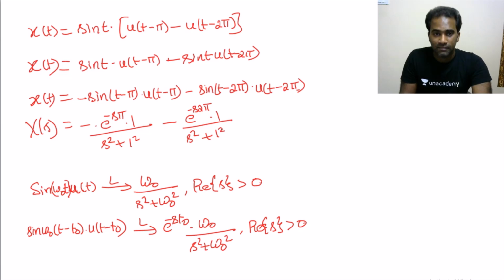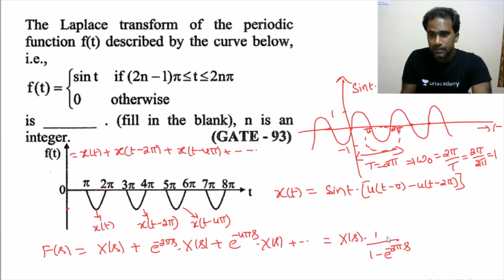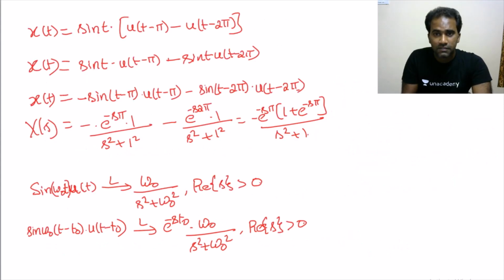Okay, fine, we got the answer. So it's minus e power minus s pi. If you take common, it will be 1 plus e power minus s pi divided by s square plus 1, and finally, this is the answer. In place of x of s we got something, let us substitute that there. Finally the answer is f of s.